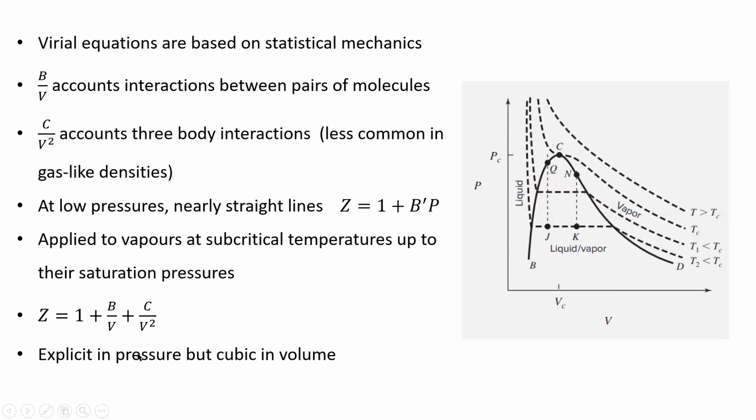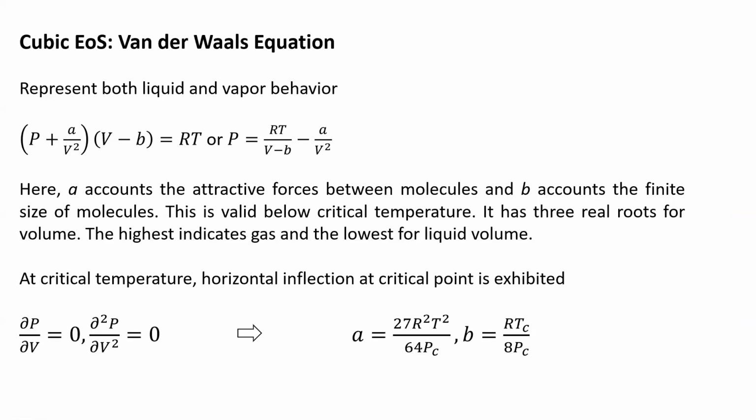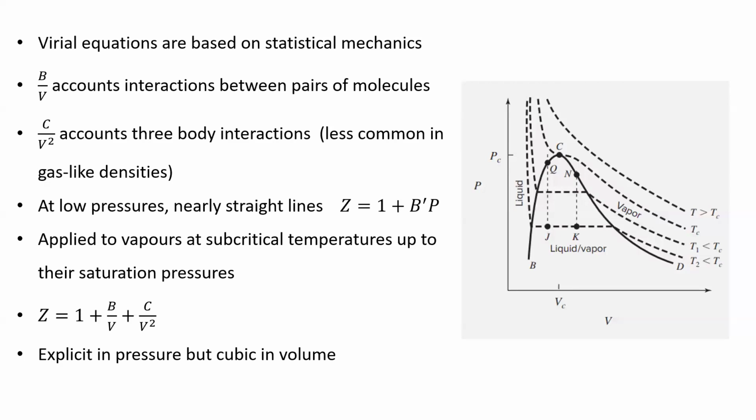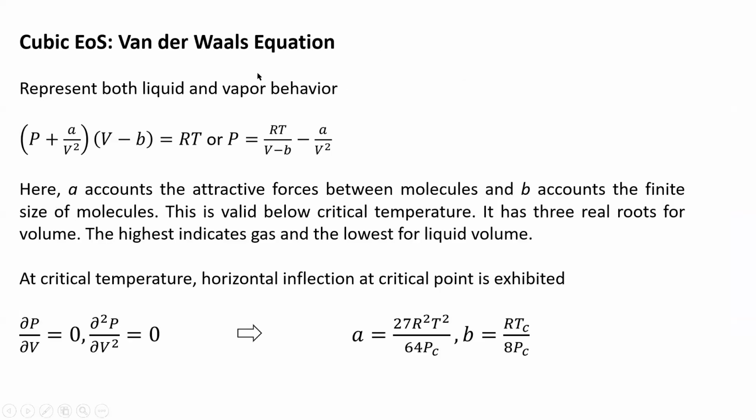Now, we have this virial equation, which is explicit in pressure, that is PV by RT, and it is cubic in volume because V squared goes to V cube. Now coming to one of the cubic EOS, this is cubic, and that's why it is called the cubic van der Waals equation.